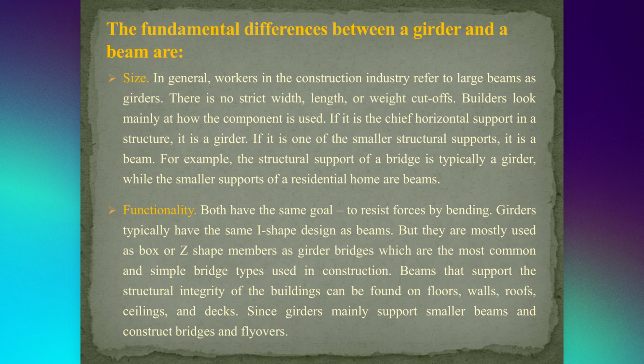For example, the structural support of a bridge is typically a girder, while the smaller supports of a residential home are beams. Functionality: both have the same goal, to resist forces by bending. Girders typically have the same I-shaped design as beams, but they are mostly used as box or Z-shaped members in girder bridges, which are the most common and simple bridge types used in construction. Beams that support the structural integrity of buildings can be found on floors, walls, roofs, ceilings, and decks. Girders mainly support smaller beams and are used to construct bridges and flyovers.